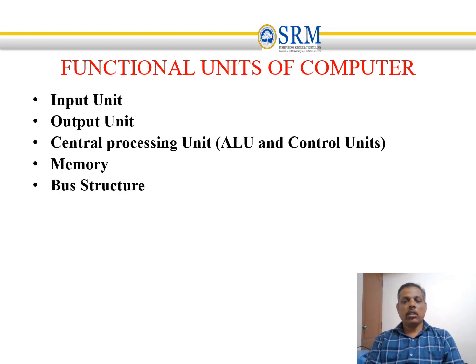When you look at the functional units of the computer, there are 5 different units: input unit, output unit, central processing unit, and memory and bus structures. The important unit in the functional units of a computer is the central processing unit. It possesses the ALU and control unit, and all other units are available outside of the CPU.